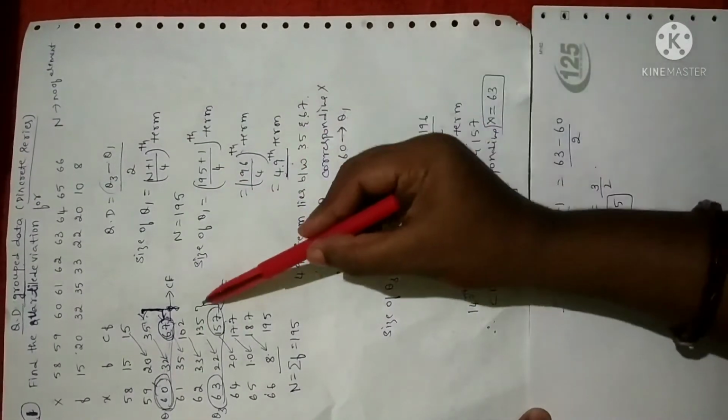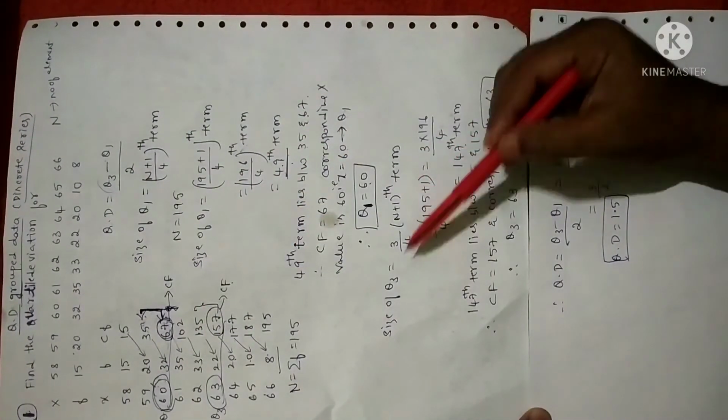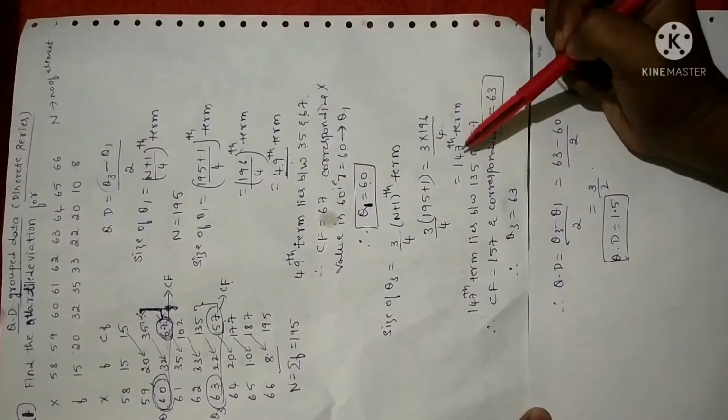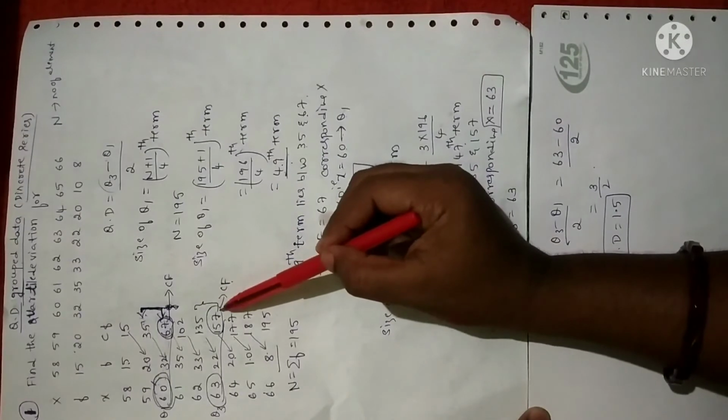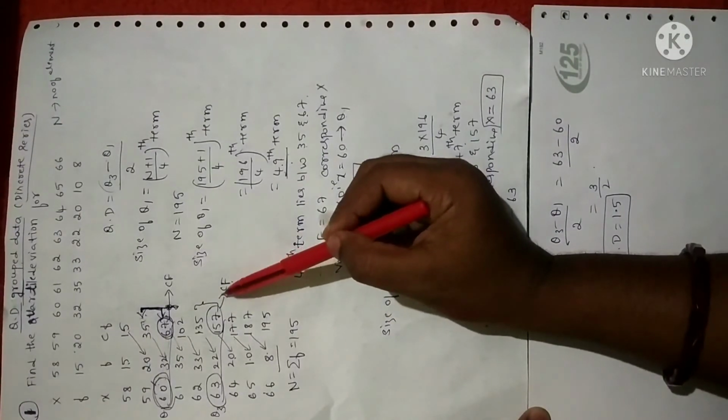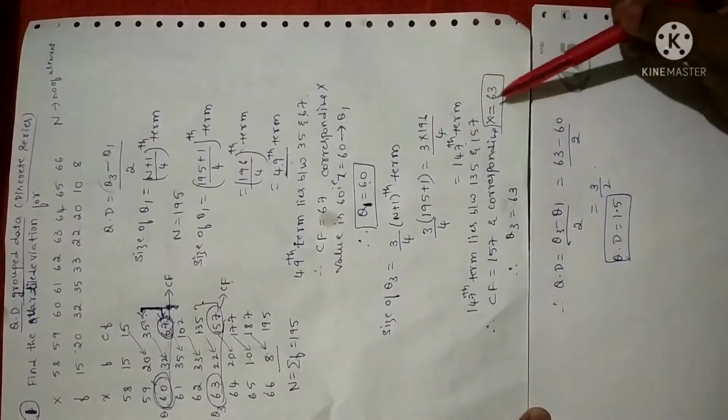Similarly, for the second one, that is Q3, you need to use the formula. Here 147 clearly lies between 135 and 157. The highest value is 157, that has to be taken as the cumulative frequency. The corresponding value will be Q3.